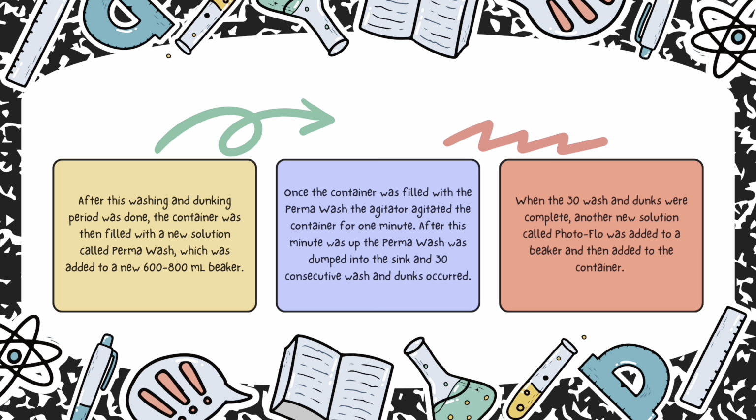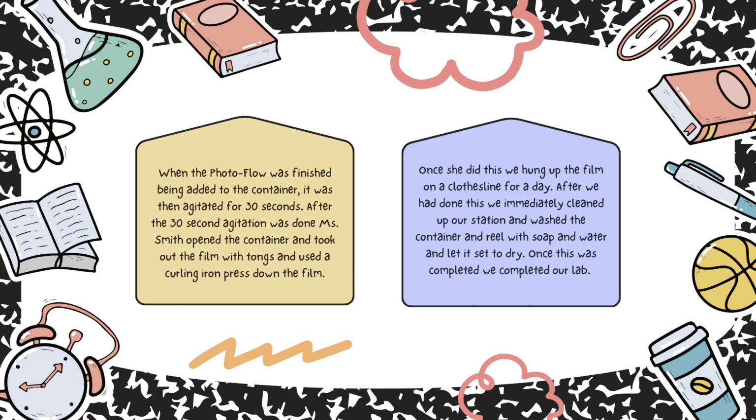Once the container was filled with the permawash, the agitator agitated the container for a minute. After this minute was up, the permawash was dumped into the sink and 30 consecutive wash and dunks occurred. When the 30 wash and dunks were complete, another new solution called PhotoFlow was added to the beaker and then added to the container. When the PhotoFlow was finished being added to the container, it was then agitated for 30 seconds.